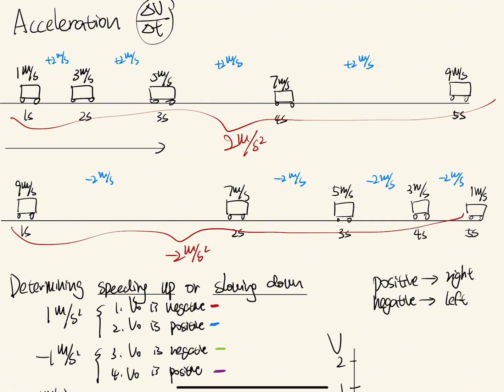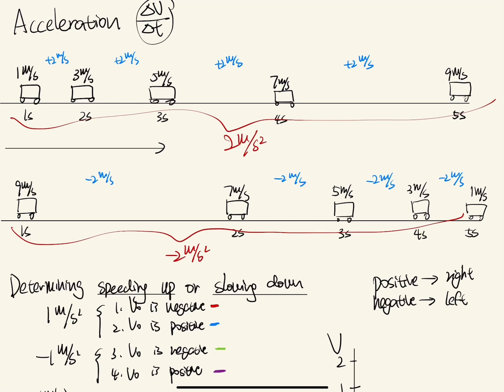The acceleration can be negative because it's a vector, and a vector has both direction and magnitude. You can understand it as positive acceleration is accelerating to the right, and negative acceleration is accelerating to the left.